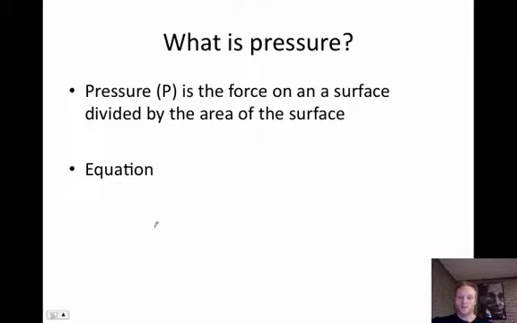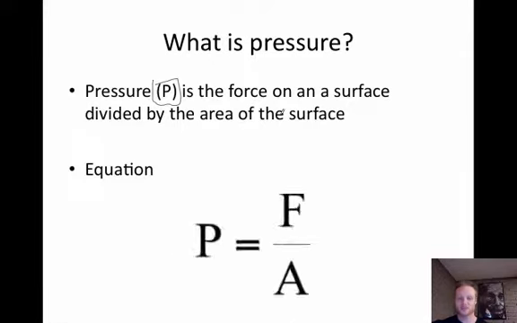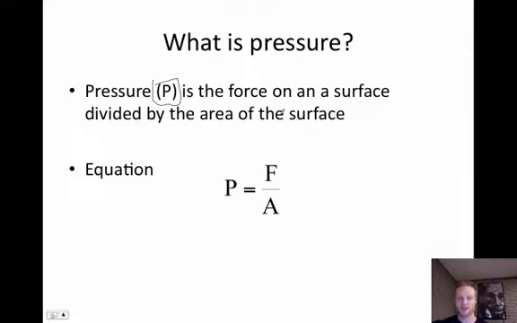Well, what is pressure? Pressure, which is usually signified by a P, is the force on a surface divided by the area of the surface. Okay, and so this actually is the formula for pressure: the force on a surface divided by the area of the surface. And so here is the equation in all its glory. P, which stands for pressure, equals force divided by area.